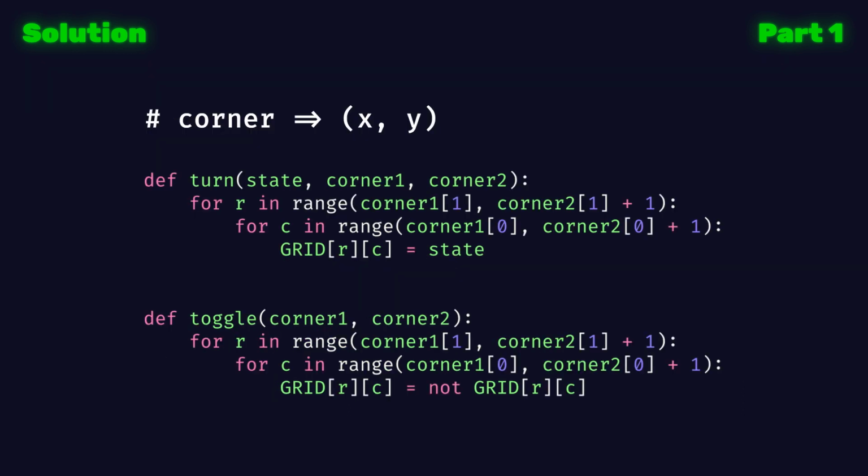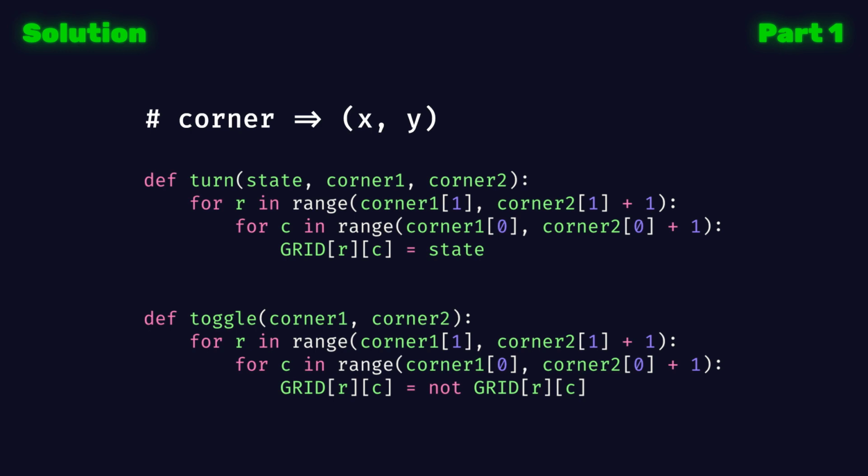Now, we have the turn and toggle functions, and they can be quite simple. Suppose that a corner is a tuple with x and y positions, then the turn function only needs 2 nested loops, one for the rows, then one for the columns within the row. Then per row-column pair, we just set the state, which can be a Boolean value. The toggle function is quite the same, but toggling a value just means that you set the value of a grid position to be not, or the inverse, of that same grid position.